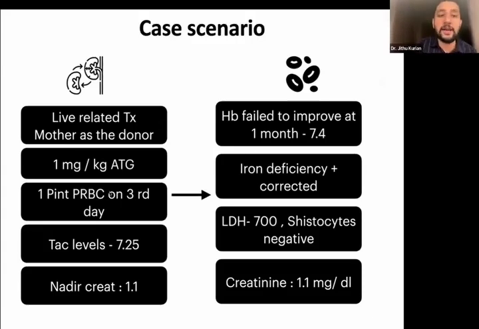So we went ahead with the transplant. Mother was the donor. ATG induction did really well. The nadir creatinine was 1.1. But her hemoglobin failed to improve even at the end of one month with a normal creatinine. She had iron deficiency, which was corrected. The LDH was 700. The schistocytes were negative.